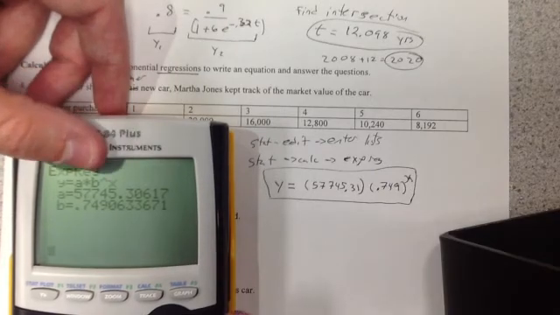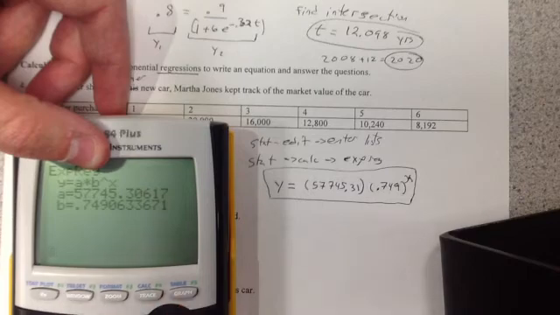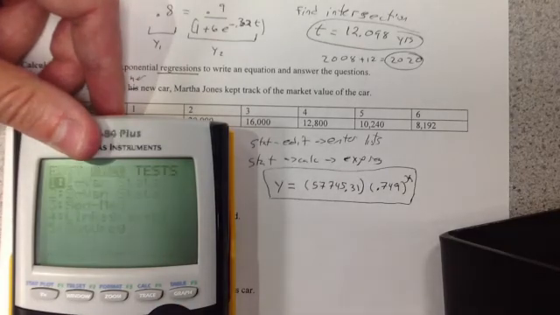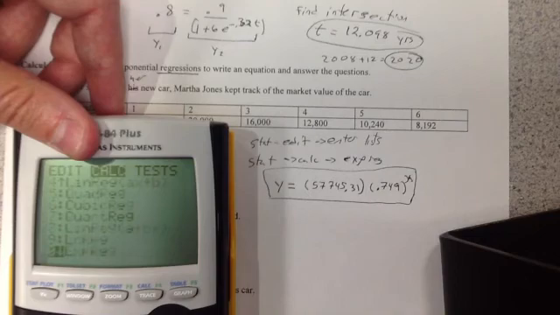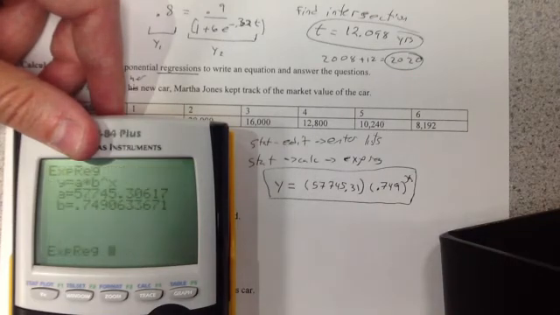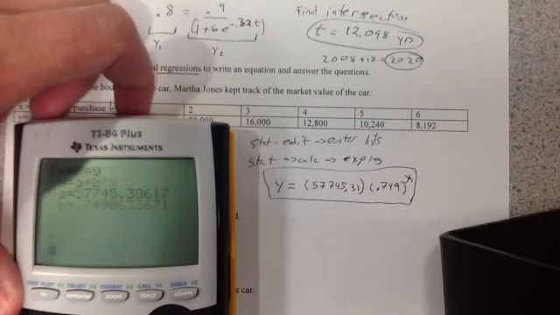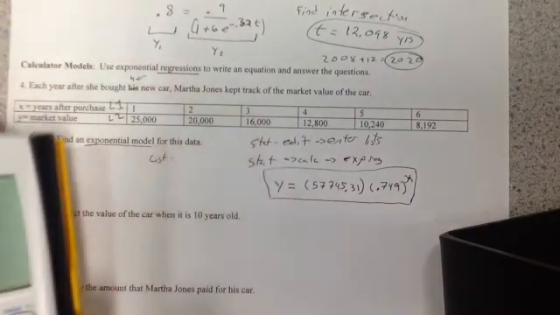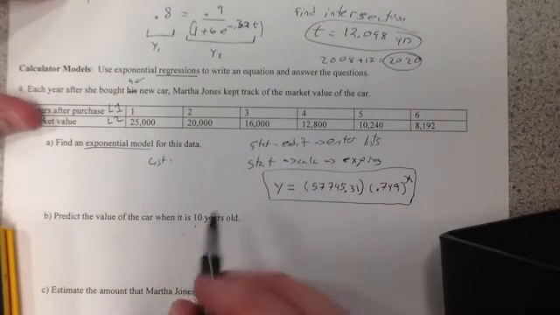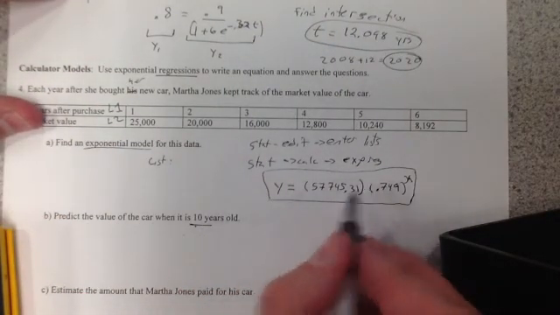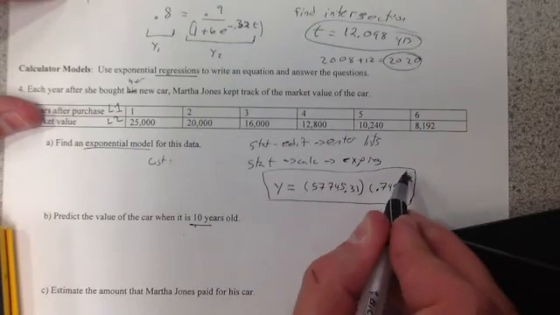Okay? So just make sure we can go stat, calc, exponential regression, and you can go like second L1, comma L2, and that's going to put them in the right order. And you get the same thing. Okay? Predict the value of the car when it's 10 years old. So, well, we use X, although we should call that T.